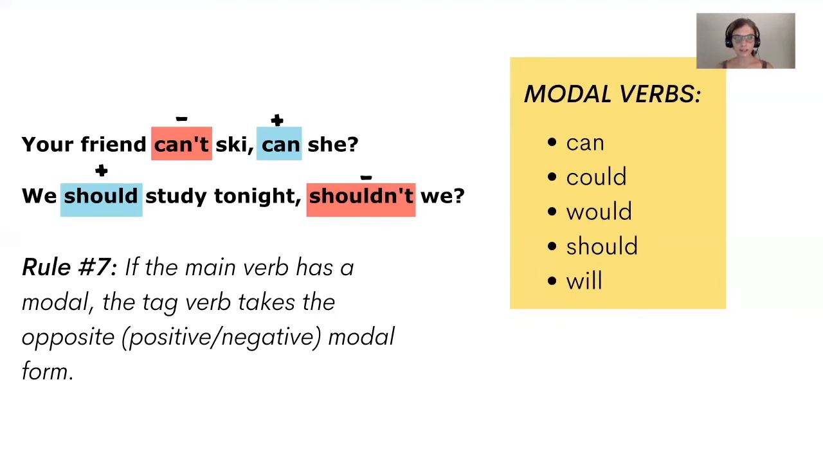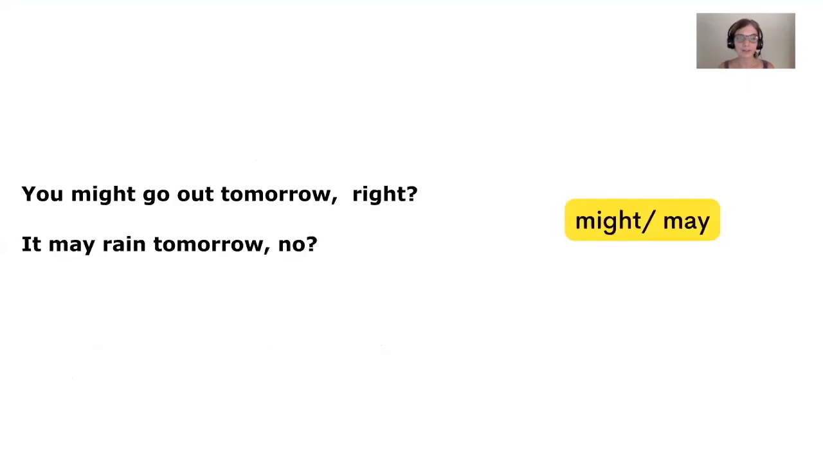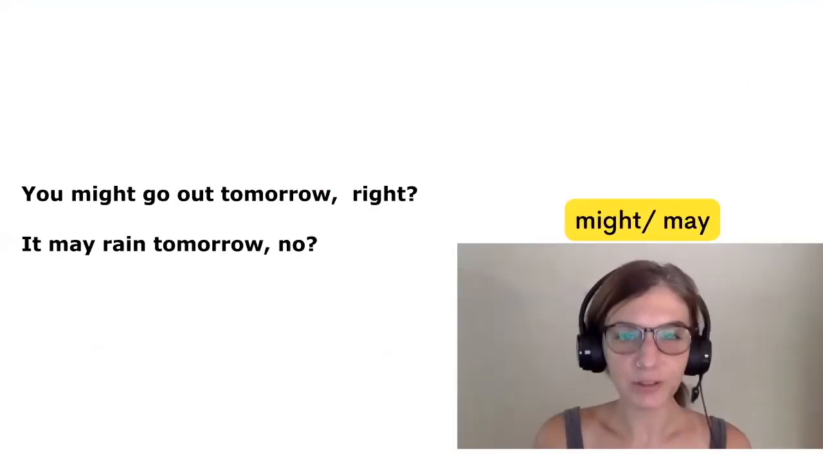There is one exception to this, and that is the two modal verbs might and may. If we have a main statement with might or may, we don't use a proper tag, meaning we don't do the opposite and we don't change the word order. We usually just say right or no. We use a completely different tag. You might go out tomorrow, right?